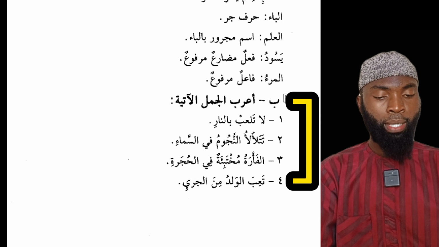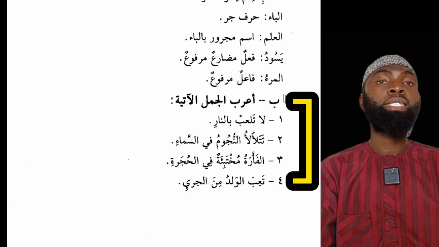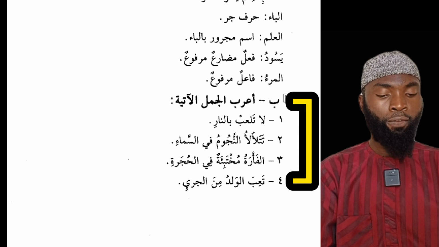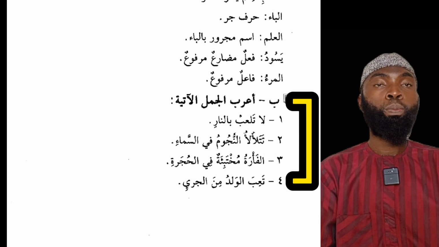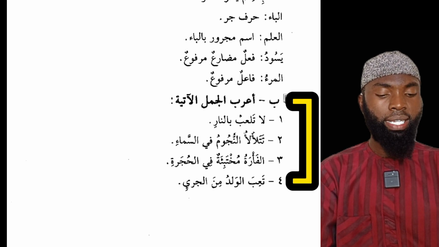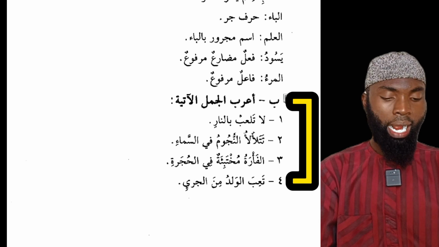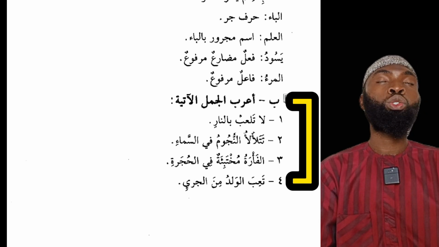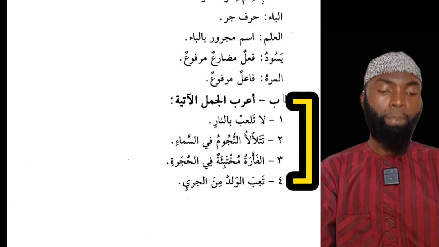Now, moving to the last one, ta'iba al-waladu min al-jari. The boy became tired from running. Ta'iba is fi'lun madin, past tense. Al-waladu is fa'ilun marfu'un, that is the subject of the sentence in the nominative case. Min is harfu jarrin, and al-jariyu is ismun majrurun bimin.